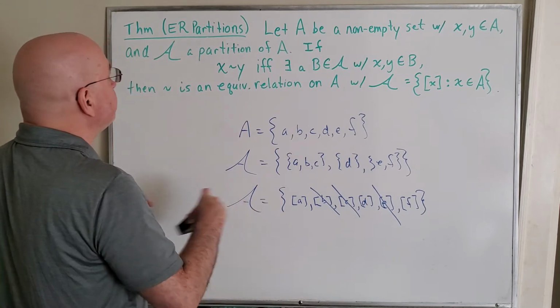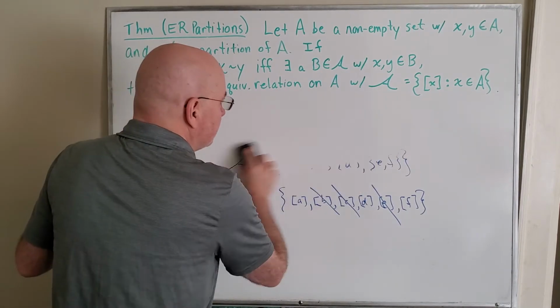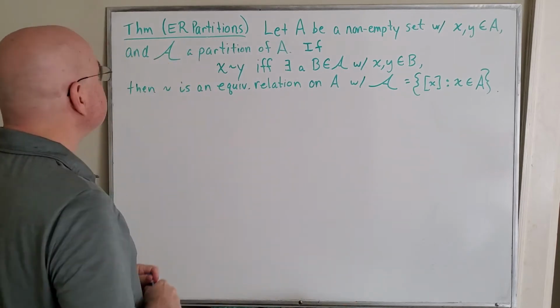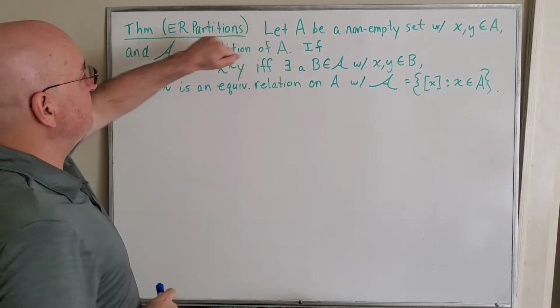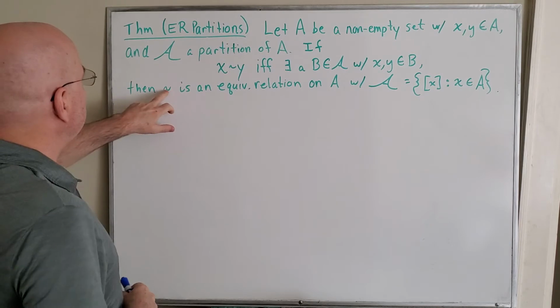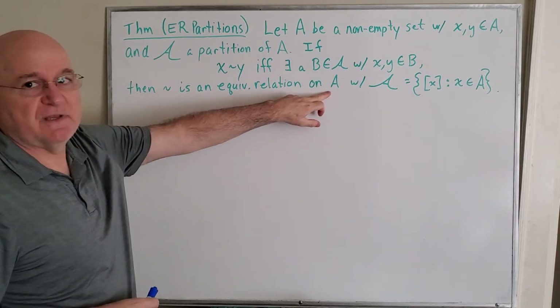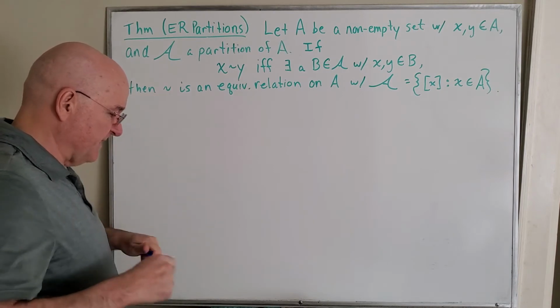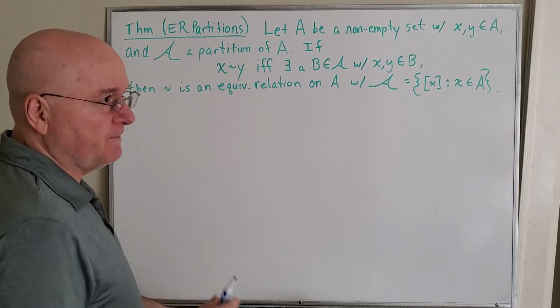Okay, well let's prove this theorem. It's a pretty short proof. Let A be a set. If all of this is true, then this is an equivalence relation on A. That's what we need to prove. So we need to prove that this is reflexive, symmetric, and transitive.